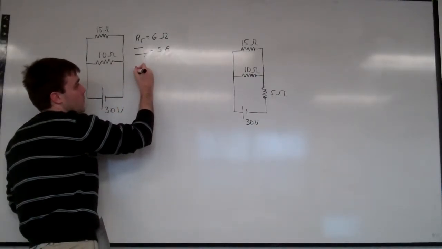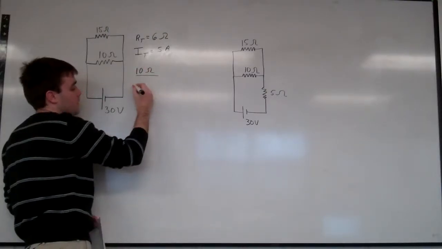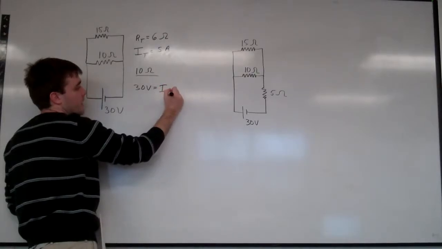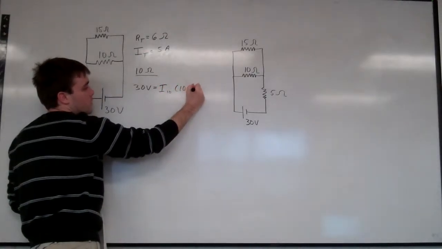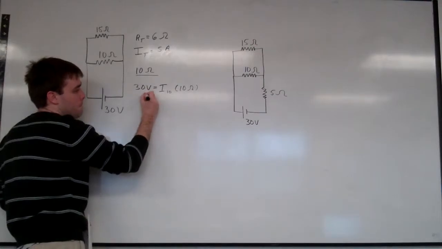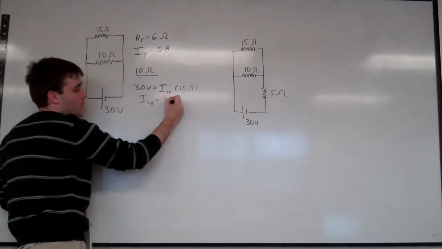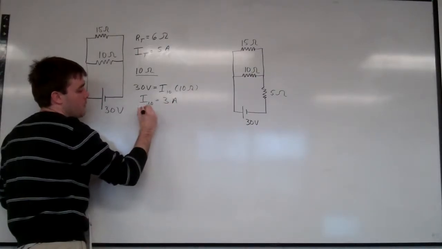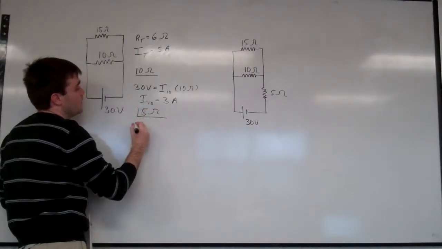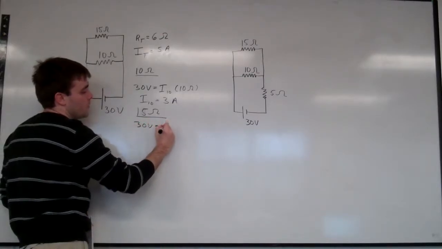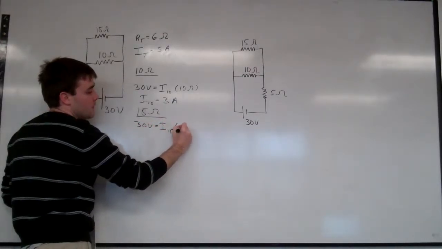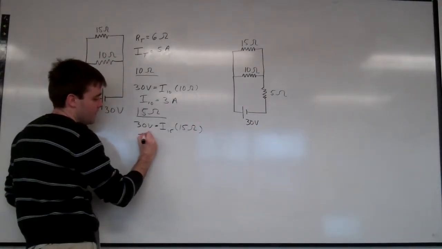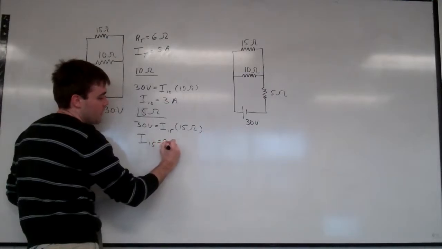So for the 10 ohm one, it's going to be 30 volts equals the current in 10 times 10 ohms. So what's the current through the 10 ohm one? 3 amps. And for the 15 ohm one, it's going to be 30 volts equals I for 15 times 15 ohms. I for 15 is 2 amps.